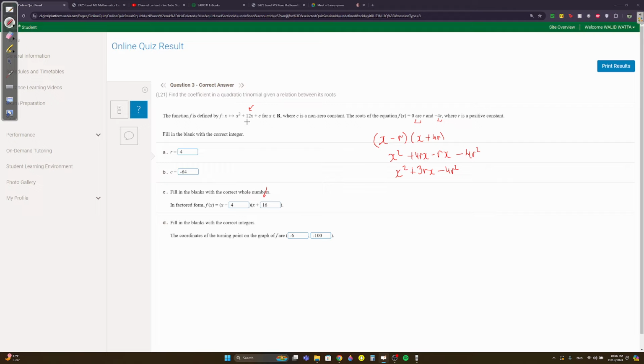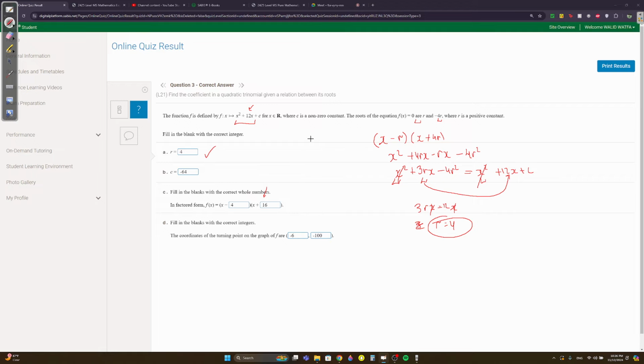So this is the same as this. So if you just equate them to each other, x squared cancels with the x squared. You're going to get 3rx is equal to 12x. So that means cancel x on both sides. You're going to get 3r equals 12, so you're going to get r equals 4.